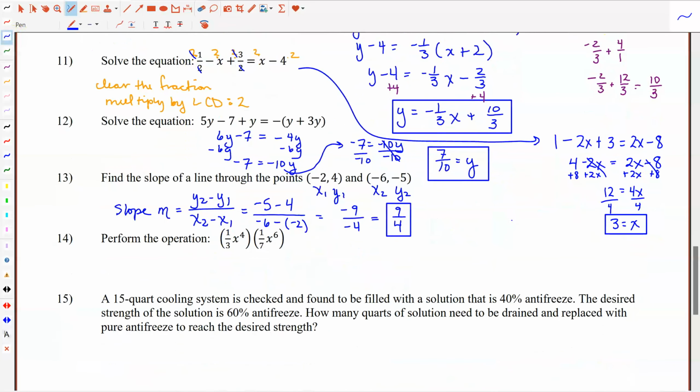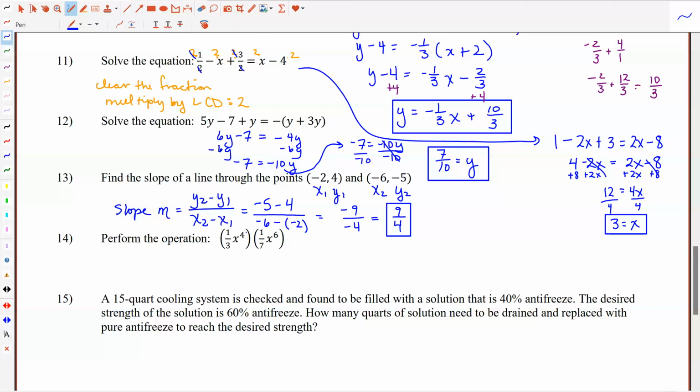On the next problem, I'm asked to perform this operation. So it says 1/3 x to the 4th inside the first set of parentheses, and in the second set of parentheses it says 1/7 x to the 6th. Notice that these two sets of parentheses are touching, so that indicates the operation of multiplication.